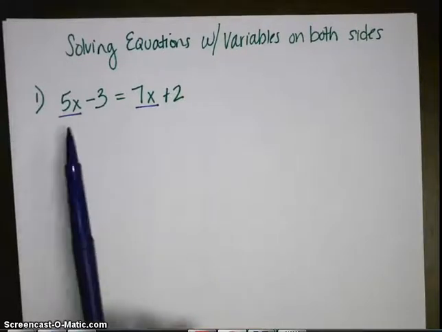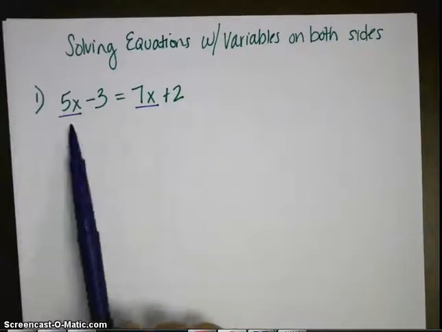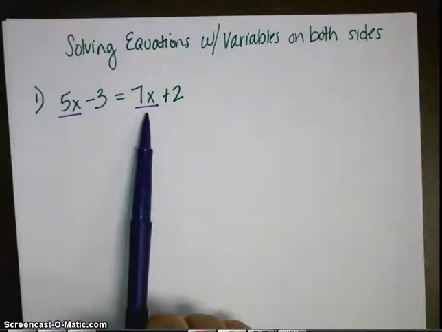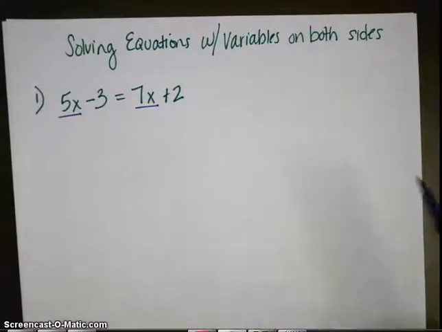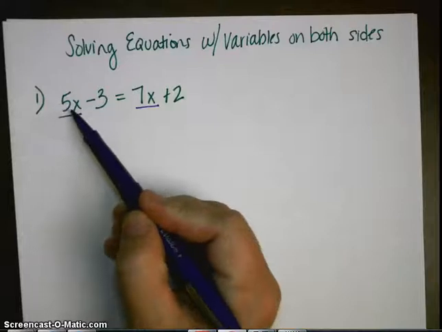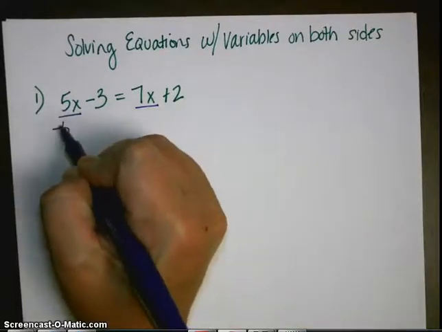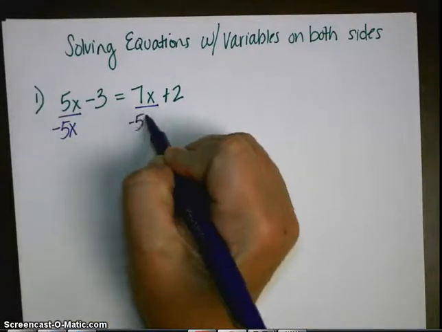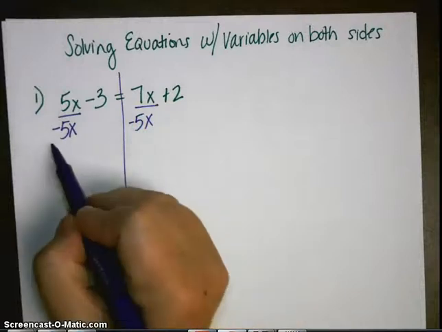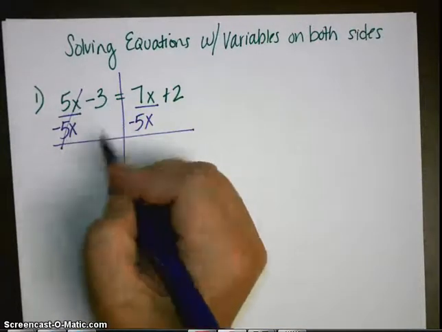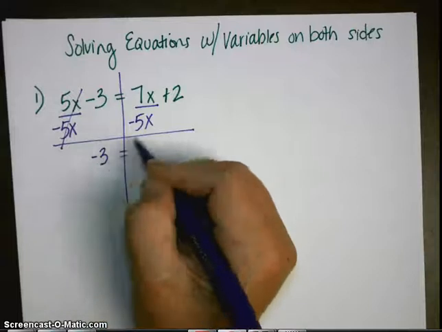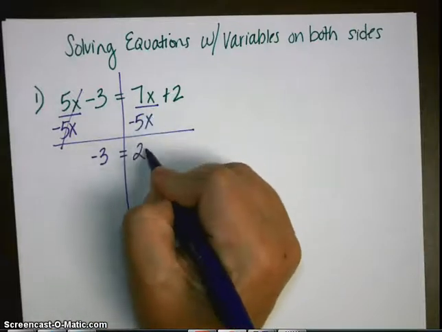So I'm going to first take a look at the variables. I see 5x and 7x. If I want to keep the variable positive, I'm going to move the 5x over here with the 7x. To move a positive 5x, I subtract 5x from both sides, leaving me with 5x minus 5x is 0. So I have a negative 3 equals 7x minus 5x is 2x.